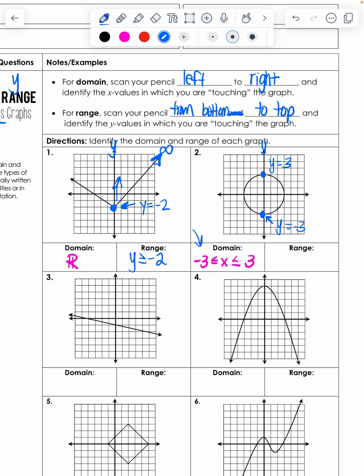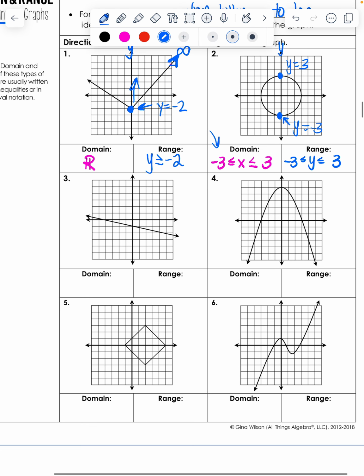So the range is going to coincidentally look just like the domain because it's also going to be a compound inequality with -3 being the smallest number and +3 being the largest. I'm going to switch out x for y because range, remember, are your y values. And then I use these symbols to say that the range is in between -3 and +3.